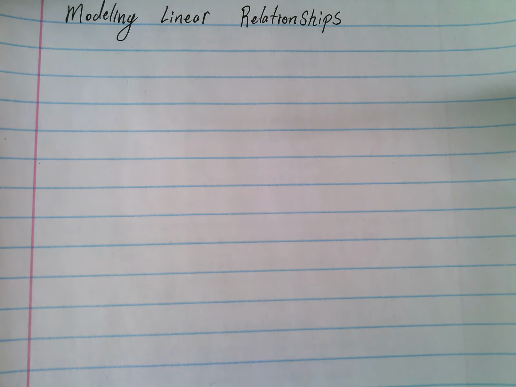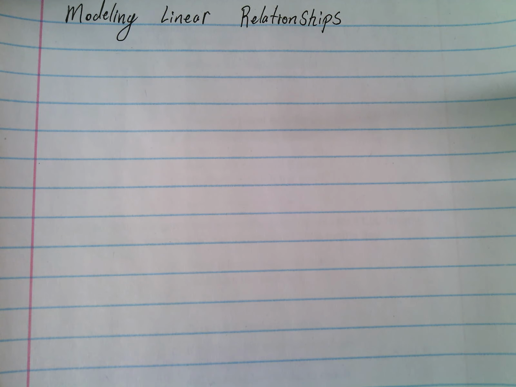All right, guys. We're talking about modeling linear relationships, and the first thing I want to do is just one example problem here for you. But before we do that, we need to discuss what modeling linear relationships is and how we approach these types of problems. Modeling a linear relationship just means that we want to be able to use a linear function, or a function that graphs a line, to describe a situation.